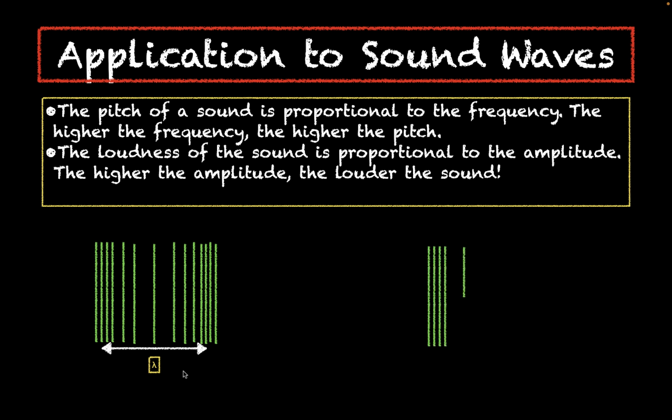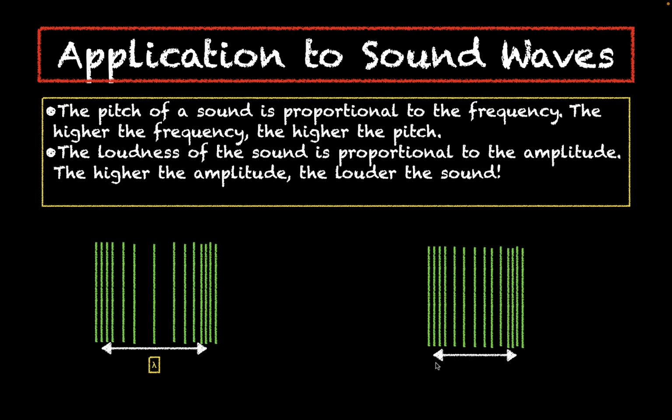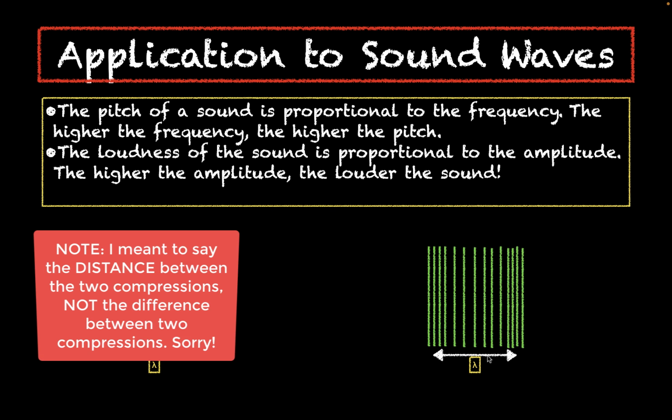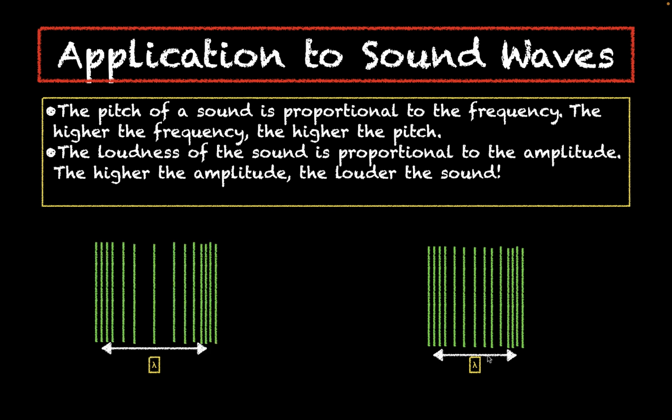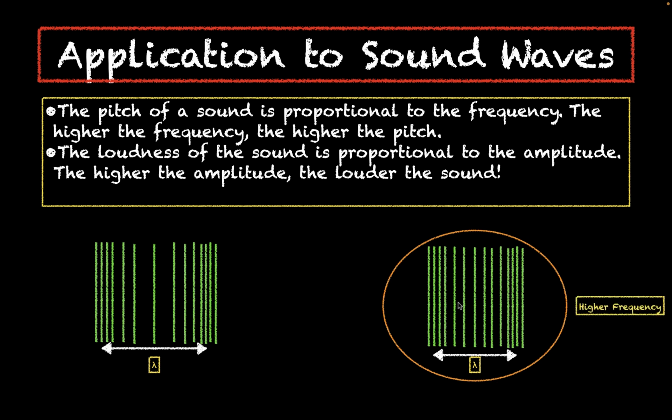Now, if we were to compare this to another sound wave, what we would see is something like this. And what we see here is that the difference between the two compressions is decreased, so the wavelength is smaller. So using our relationships, what we should understand here is that the frequency of this particular sound wave is going to be greater than this one. So that this one has a higher frequency, a higher pitch. So this would be a higher sounding sound.